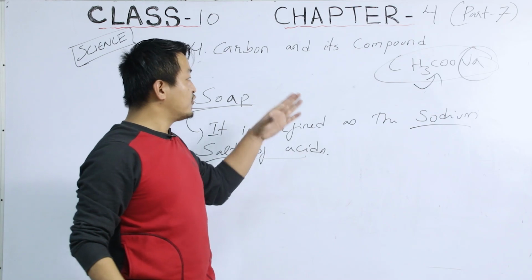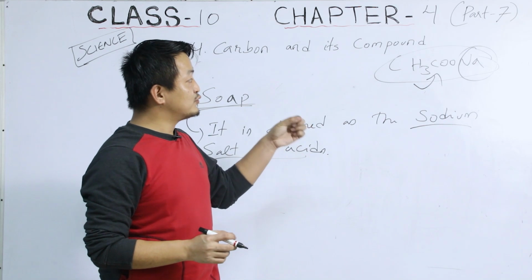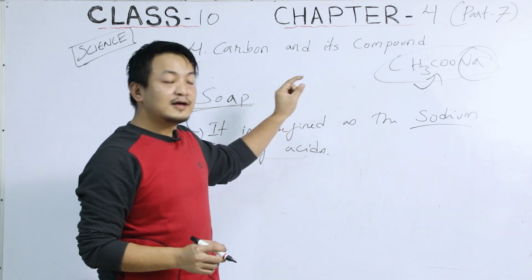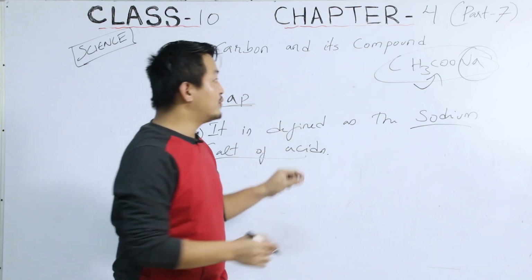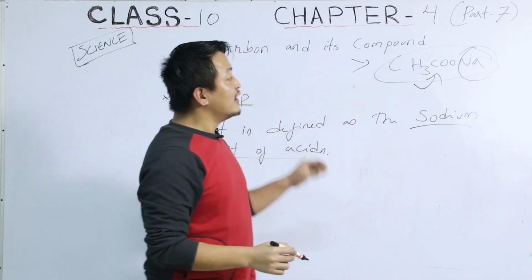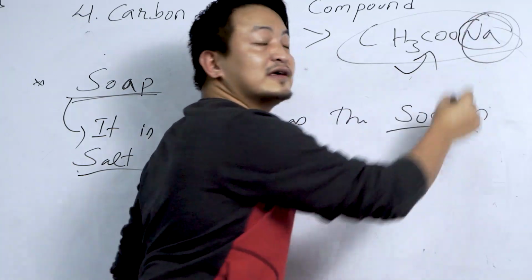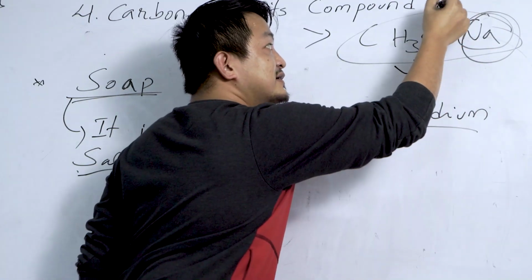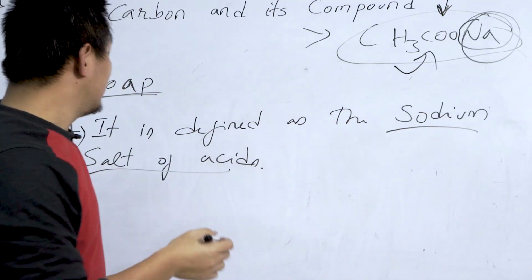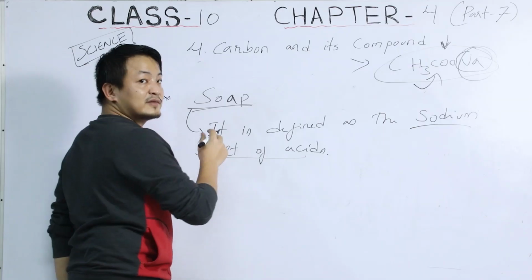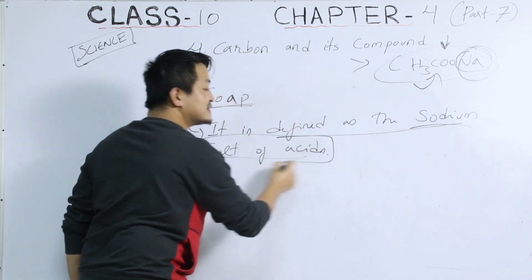Now students, why did I say sodium salt of acid? Let's focus on the product that we got while reacting ester and base. The product was sodium ethanoate, right? And I told you that we use this sodium ethanoate for the preparation of soap. When we look at this formula, we have this sodium, and then we have an acid, COOH, which is also there as a functional group in this compound. So we'll say that soap is defined as the sodium salt of acid.